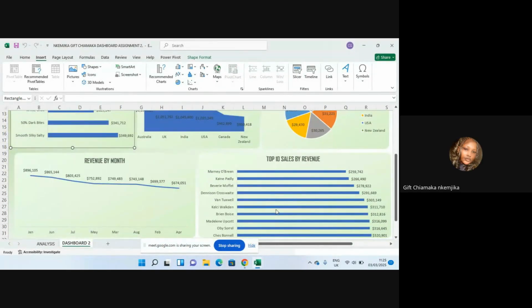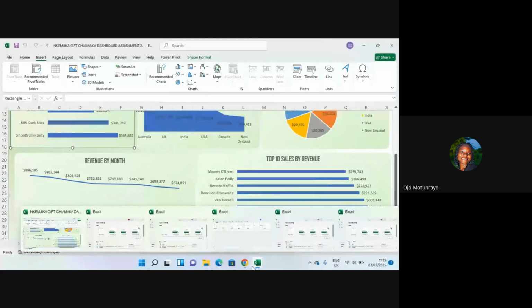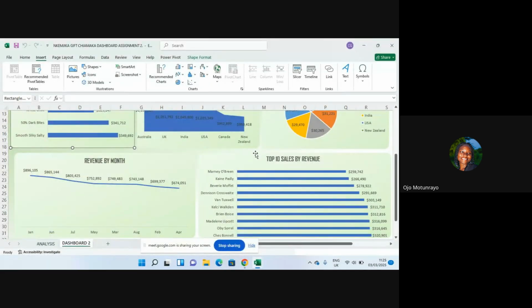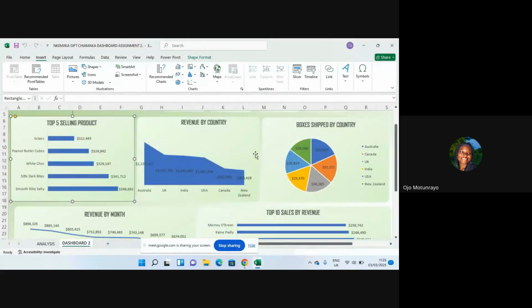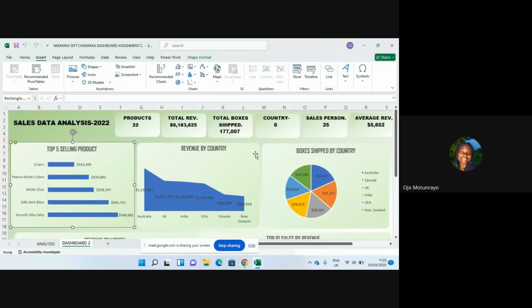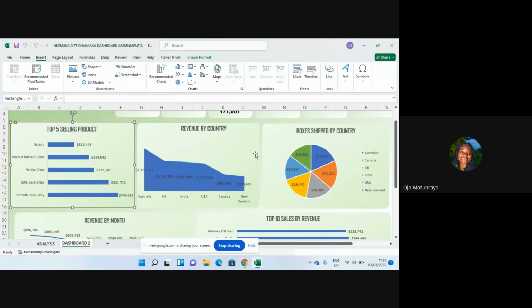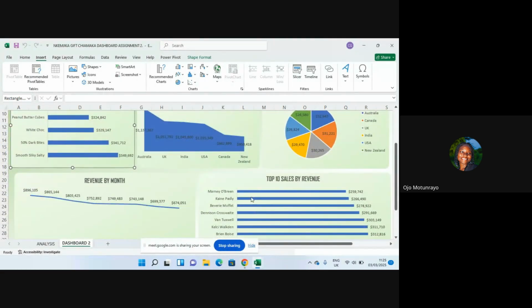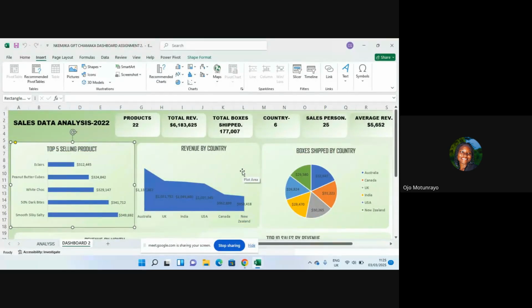But really, it's a nice one, and the way you presented, it shows that you know what you have done. And your KPIs too, it's okay. So well done. You just have to make a correction on your boxes shipped by country. All right. Yes. Thank you.